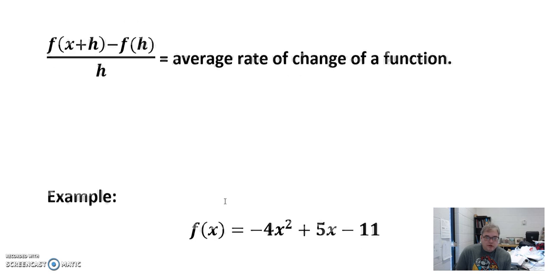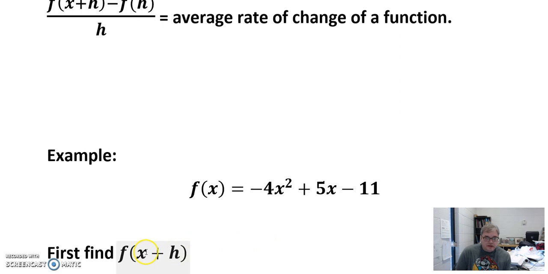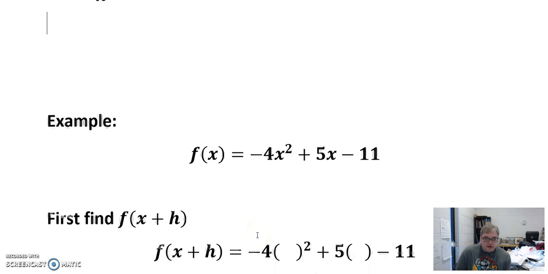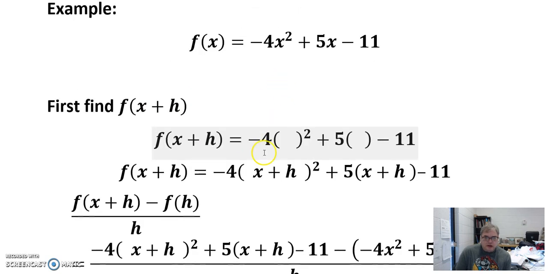So an example, f of x equals negative 4x squared plus 5x minus 11. So the first thing I always do on these is find f of x plus h. That's what I always want to find first. And what I do is I'm going to rewrite f of x plus h. Scroll it up here. F of x plus h is equal to negative 4.